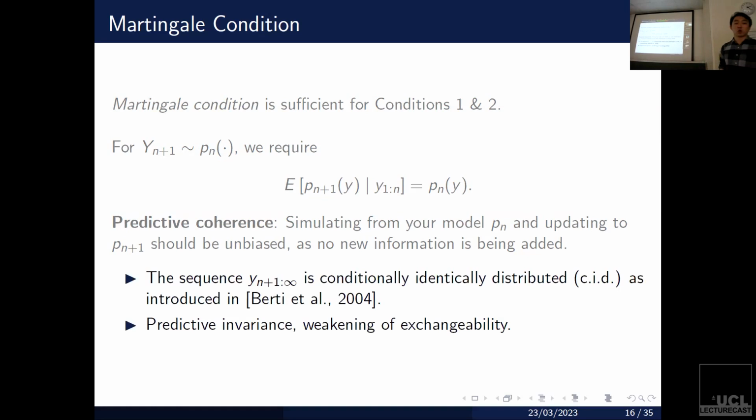This is actually exactly equivalent to forcing the sequence Y n plus 1 to infinity to be this CID condition, so this weakening of exchangeability, which is introduced in the Berti et al. paper, but I won't have time to talk about too much of that today. And the key here is that this is actually kind of a predictive invariance assumption. So we're assuming that as we simulate our populations, we're not introducing any bias, and in a sense, it's a weakening of exchangeability because you just need this coherence to hold for the next data point. But again, these are technical conditions to ensure that the predictive exists, and we're going to talk a little bit about how to construct the predictive that satisfy these conditions.